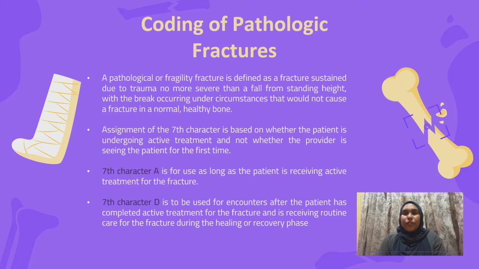A pathological or fragility fracture is defined as a fracture sustained due to trauma no more severe than a fall from standing height, with the break occurring under circumstances that would not cause a fracture in a normal healthy bone. Assignment of the 7th character is based on whether the patient is undergoing active treatment and not whether the provider is seeing the patient for the first time. The 7th character A is for use as long as the patient is receiving active treatment for the fracture. The 7th character D is to be used for encounters after the patient has completed active treatment for the fracture and is receiving routine care for the fracture during the healing or recovery phase.